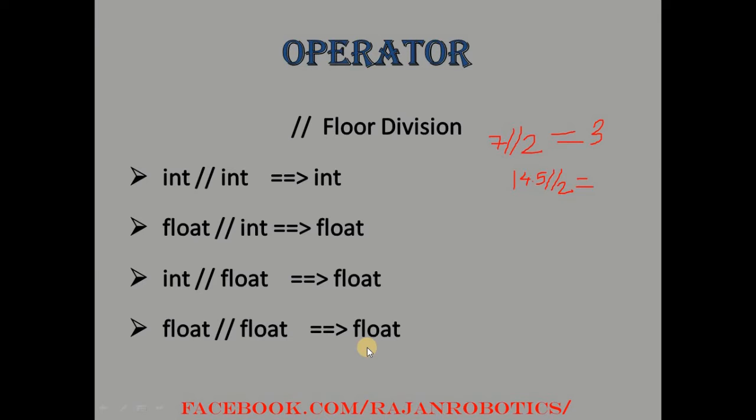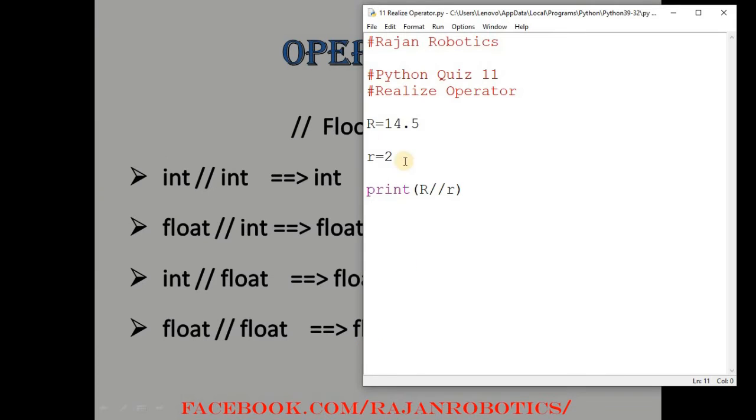Now let us practically see this to understand better, right? The same question, capital R is equal to 14.5, so this is going to be a float, right? And small r is equal to 2, this is an integer. So what we are doing is float floor division integer. As per the Python documentation, we have to get a float as the answer, right? The quotient will be a float. So the expected answer for this question is 14.5 divided by 2. 2 sevens are 14, so forget about the remainder part. The quotient would be 7.